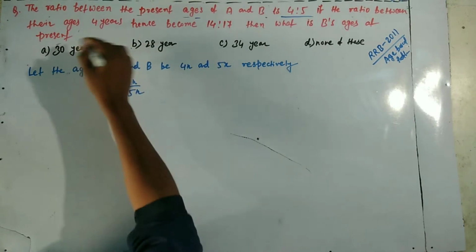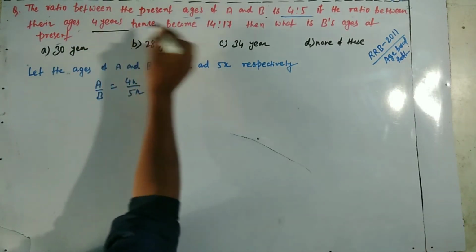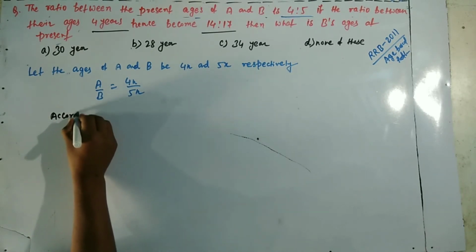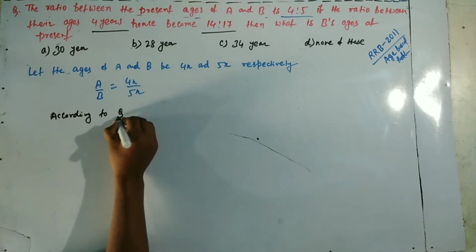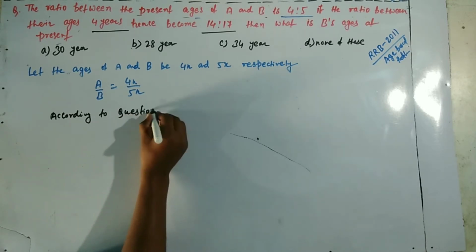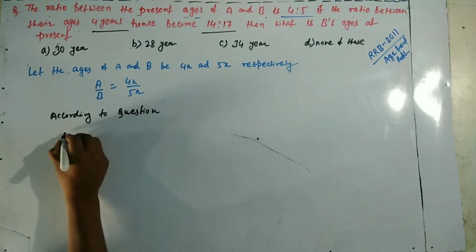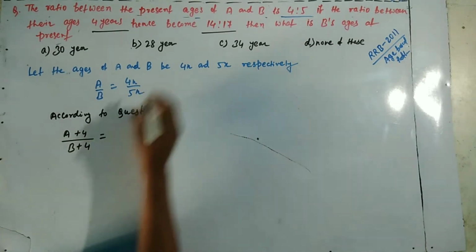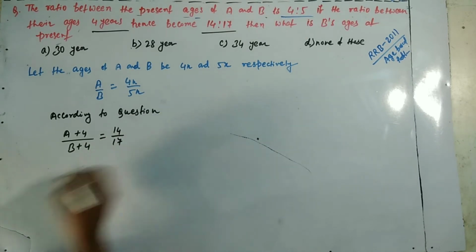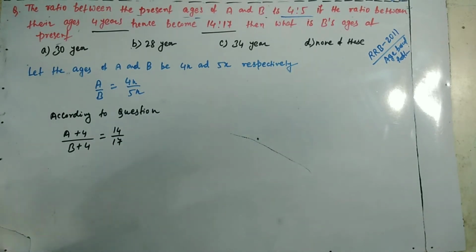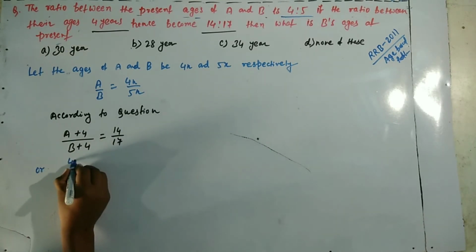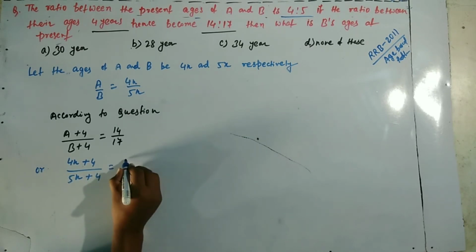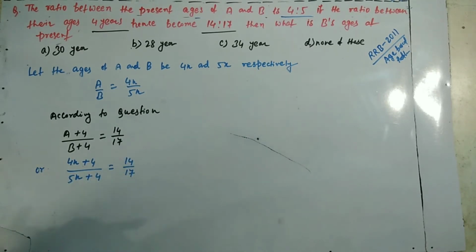Now according to the question, after 4 years their age ratio will be 14/17. Therefore, (A plus 4) by (B plus 4) is equal to 14:17. Here we put the values of A and B. So (4x plus 4) by (5x plus 4) is equal to 14:17.